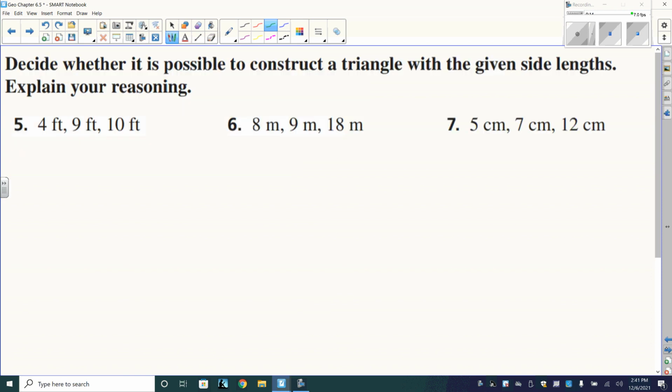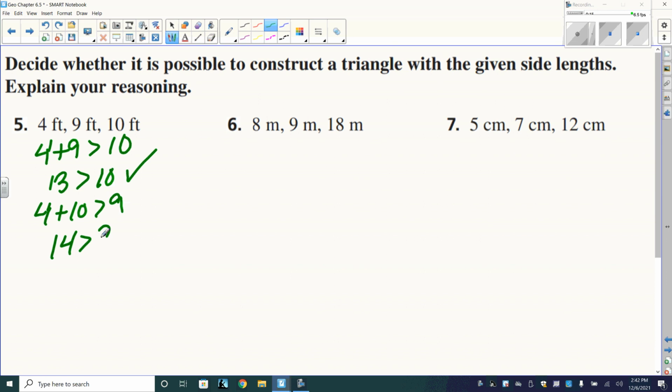All right. That brings us to the last part. Determine whether it's possible to construct a triangle with the 3 given lengths. So we just need to see, do the inequalities work out? So with number 5, 4, 9, and 10, I can pick 2 of the side lengths. 4 plus 9 needs to be greater than 10. So 4 plus 9 is 13. Is 13 greater than 10? Okay. Well, we can do 4 plus 10 and see if that's greater than 9. Well, it is. So that'd be 14 is greater than 9.